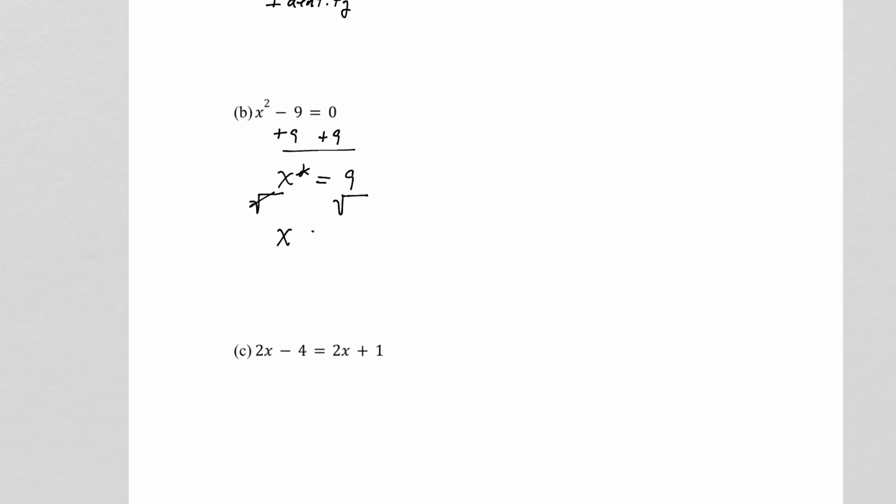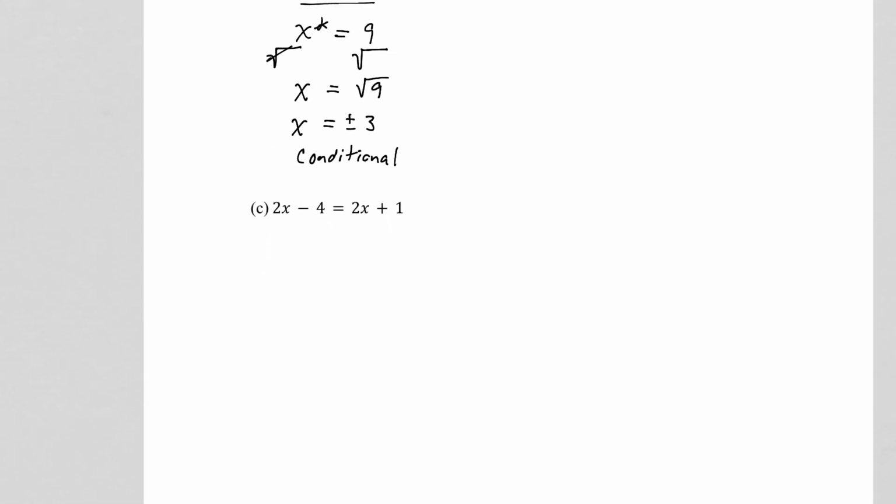So we have x is equal to the square root of 9. And we know the square root of 9 is either positive 3 or negative 3, because 3 times 3 is 9, and negative 3 times negative 3 is also 9. So this statement is true only if x is equal to positive 3 or x is equal to negative 3. So this is considered a conditional statement.